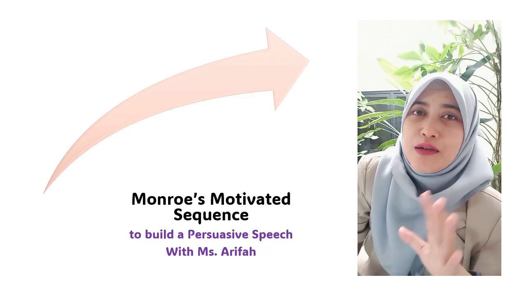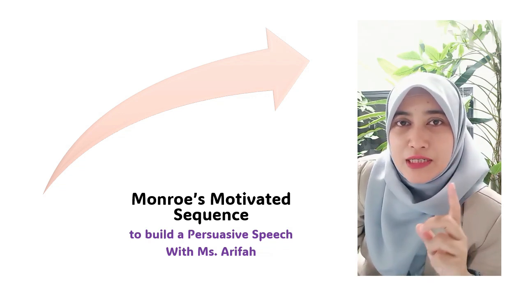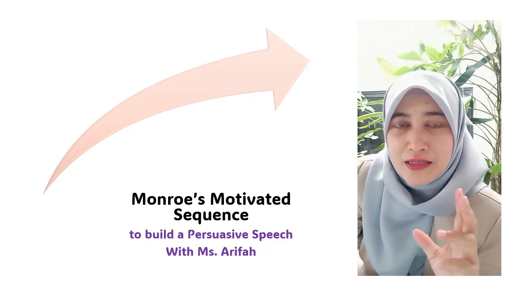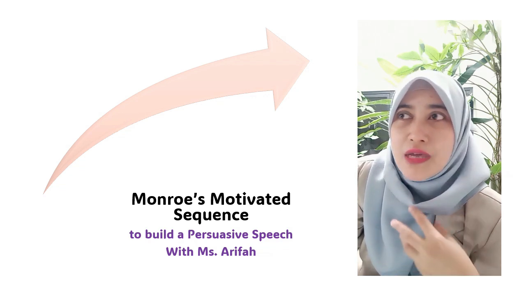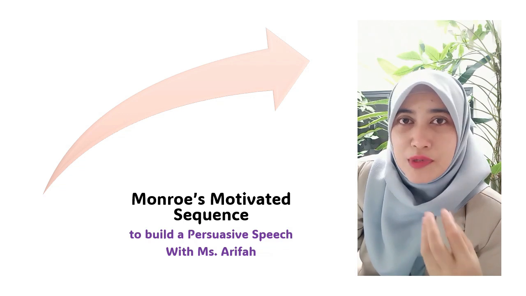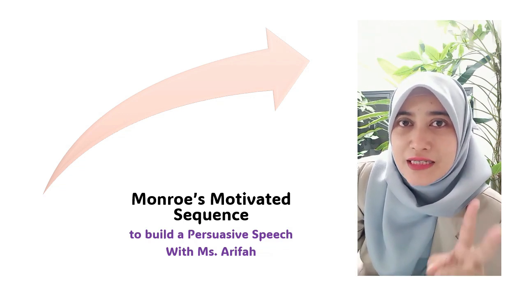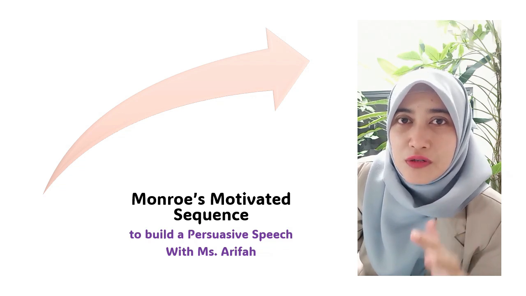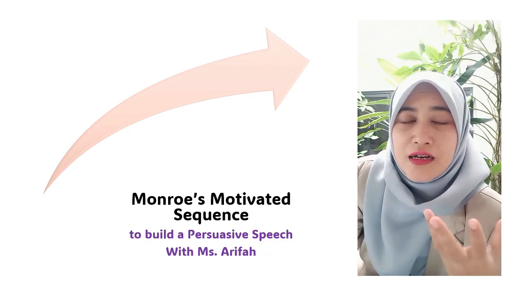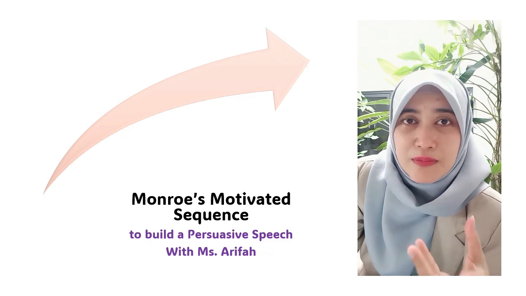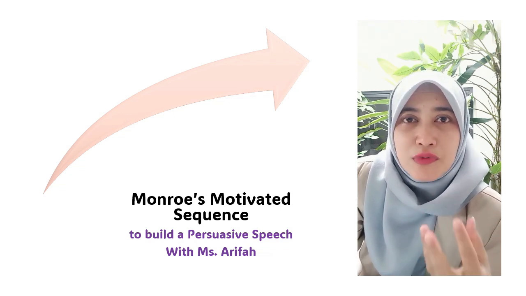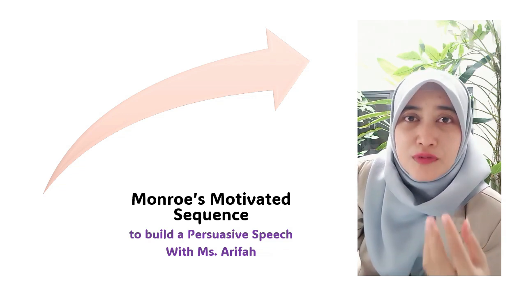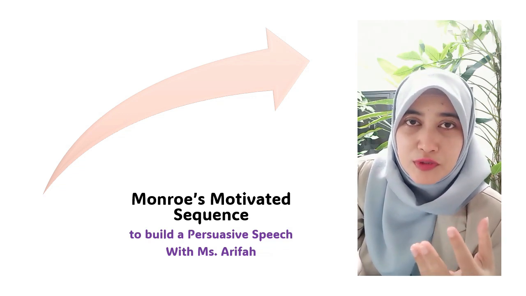So in this video, I want to share with you one of the ways to create a persuasive speech. This is something that has been done by many people, many famous people, and this method is called Monroe's motivated sequence. Monroe's motivated sequence is a set of stages or steps to create a persuasive speech, to persuade people to do some action or to inspire people to do some action.